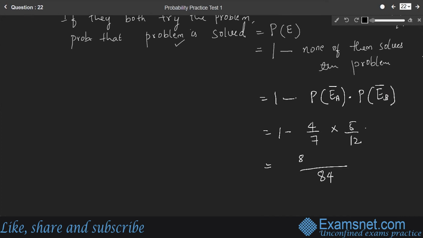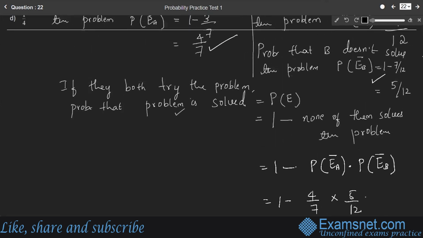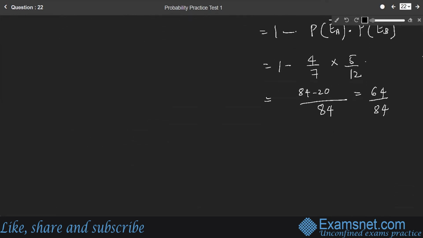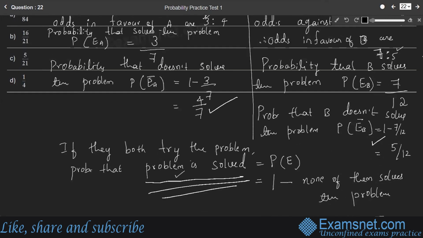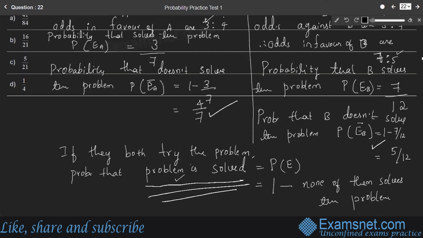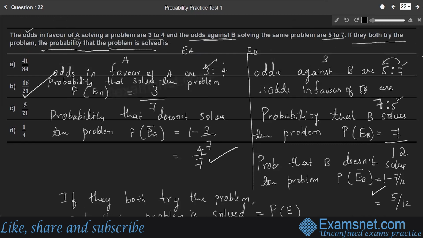So in the numerator, we have 84 minus 20, which is 64. 64 by 84 is the probability that if both of them, A and B, try the problem, the problem is finally solved. We can simplify 64 by 84. Since both numbers are divisible by 4, 4 into 16, 4 into 21. So 16 by 21 is the probability that the problem is solved. Option B is the right answer.